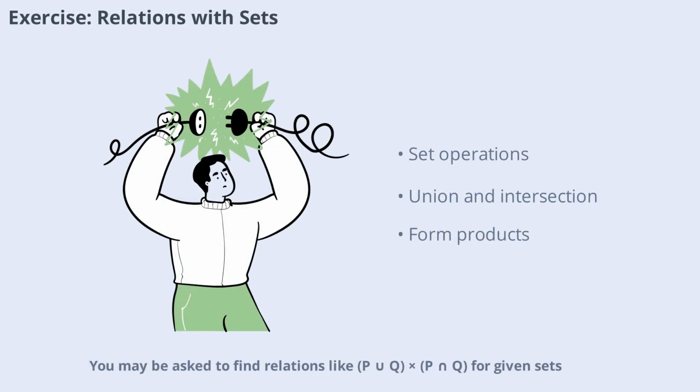You may be asked to find relations like (P ∩ Q) × (P ∪ Q) for given sets. Use set operations to find the union and intersection, then form the Cartesian product. This strengthens your set theory skills.